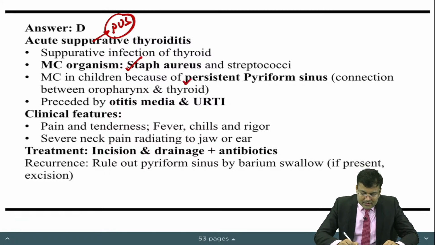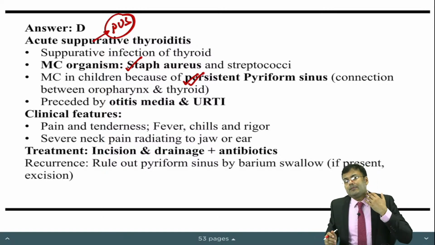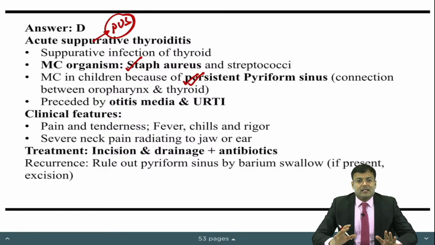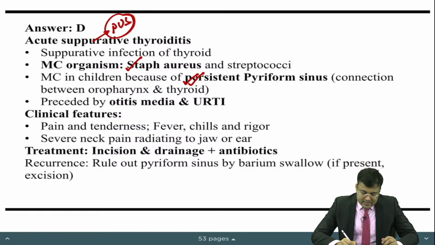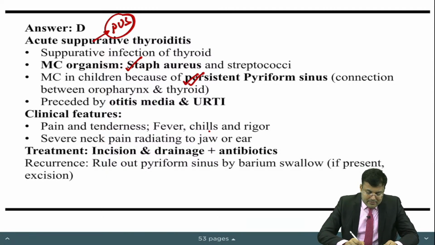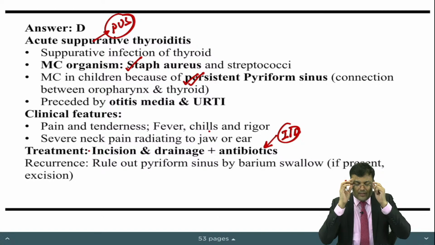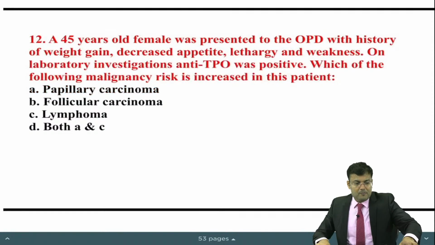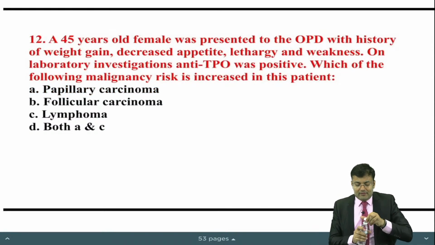Because there is persistent pyriform sinus, and this pyriform sinus is a connection between oropharynx and thyroid. So that's why there will be history of either otitis media or upper respiratory tract infection. After that, patient develops this condition. Okay, so fever is there, chills is there, severe neck pain radiating to jaw or ear, and since it is abscess, we go for IND and we give antibiotics. Simple. So this was acute suppurative thyroiditis. Read the question number 12.